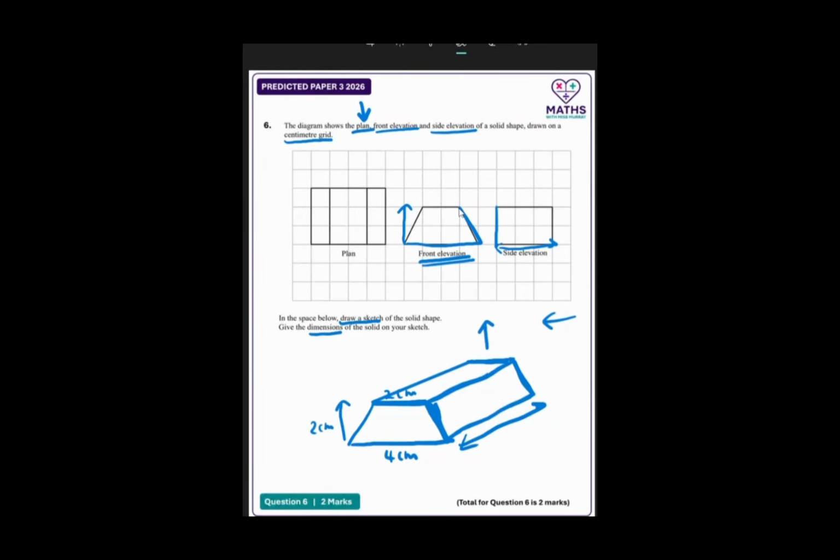And if you look at the plan, that's the front. So it goes 3 back. So this is going to be 3 centimetres here. So you get a mark for the sketch being correct, and then a mark if you've got all the dimensions on there correctly.